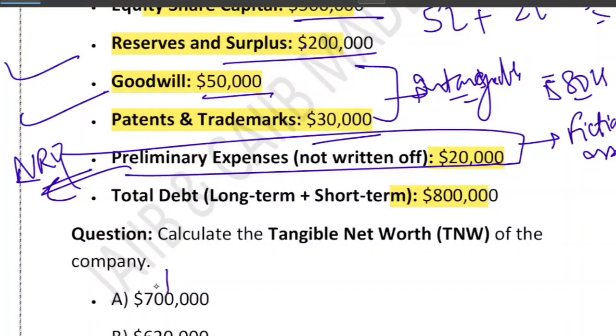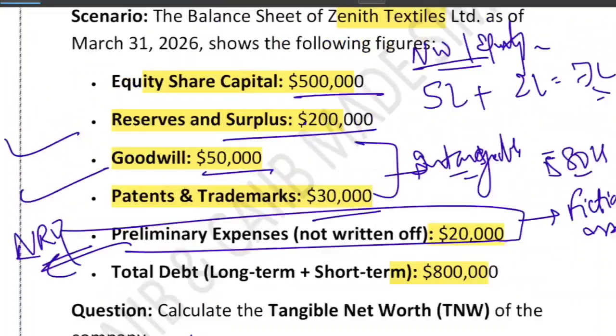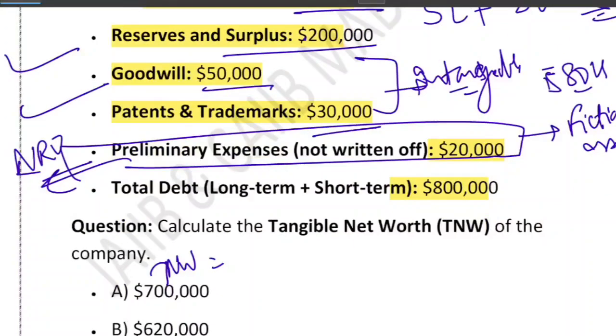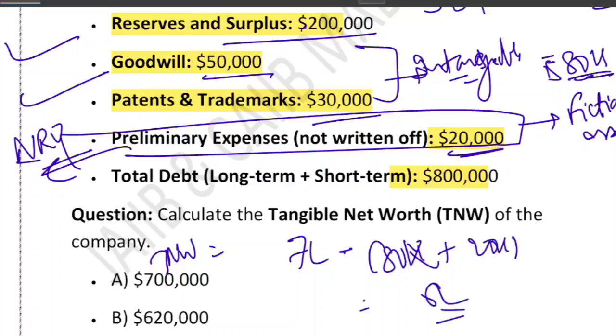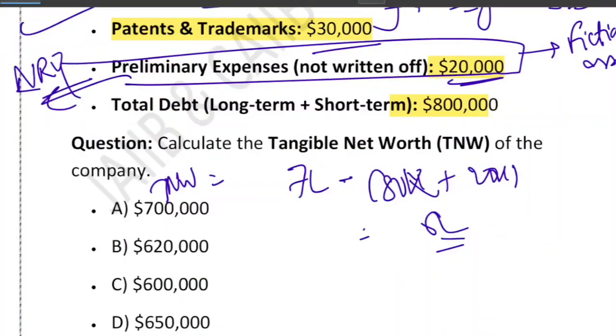So now let's jot it down into the formula. TNW is equal to, just add this 5 lakh plus 2 lakh, which is 7 lakh. Subtract the intangible, 80,000, and also we need to subtract this preliminary expense, which is 20,000. So that gives you 6 lakh as the correct answer. Right, option number, I think, C is correct.